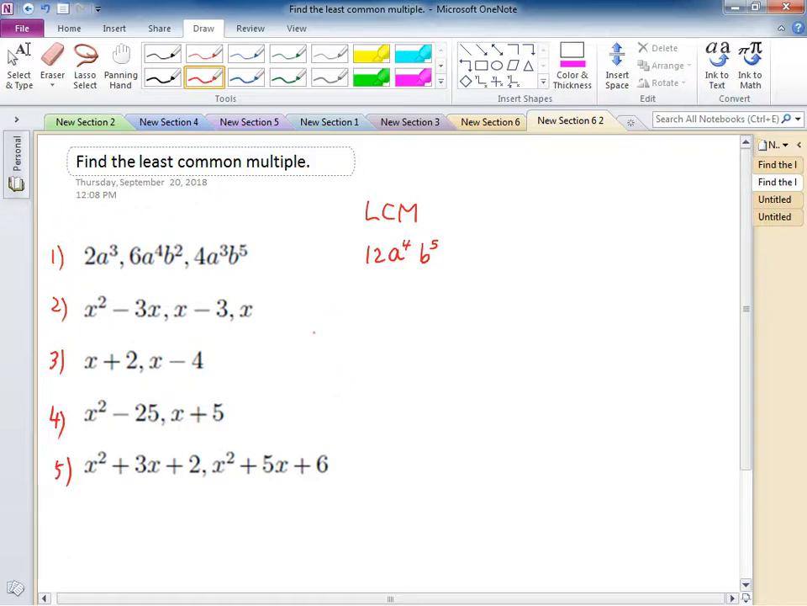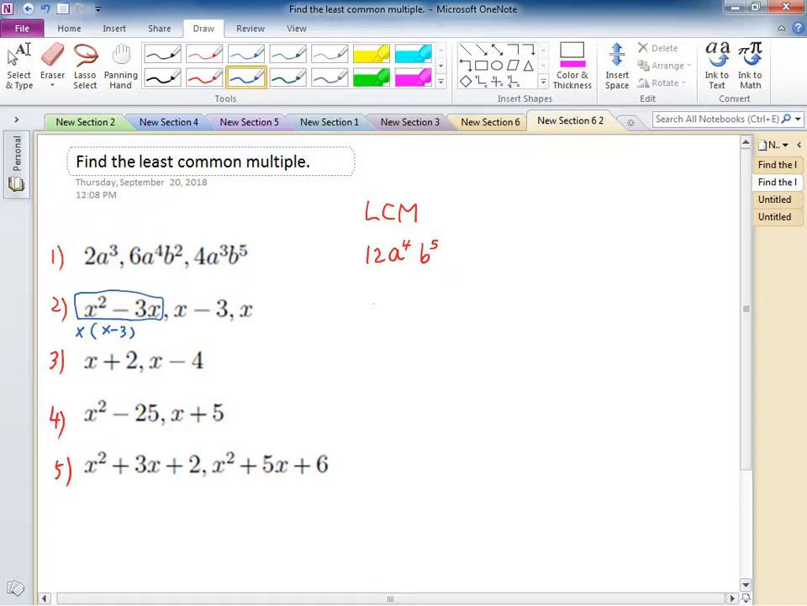Next one, number 2. I have 3 things. First, second, third. So let's look at the factored form of the first one, so I can see the little parts. Do you remember I factored all the numbers to see the things? So we are going to do the same thing. First, let's factor. What is the greatest common factor of the first one? X. And then x minus 3.